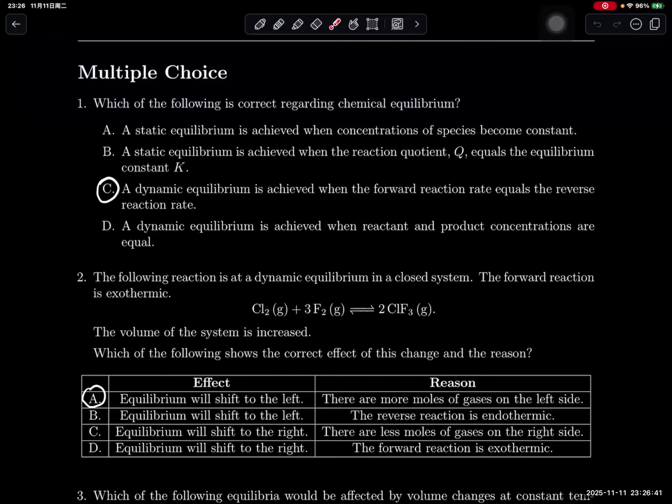The following reaction is at dynamic equilibrium in a closed system. The forward reaction is exothermic. The volume of the system is increased. Which of the following shows the correct effect of this change?